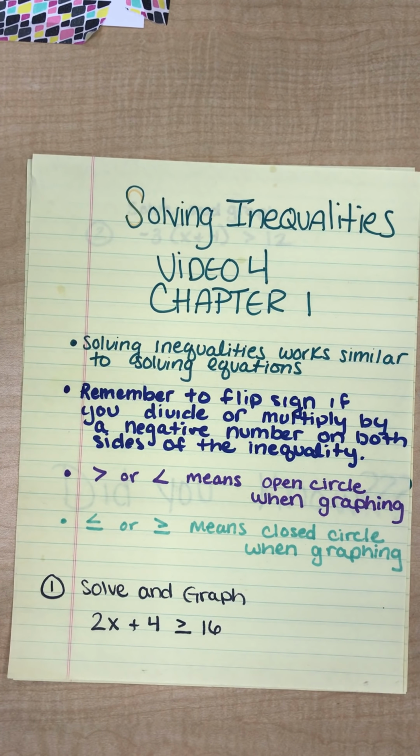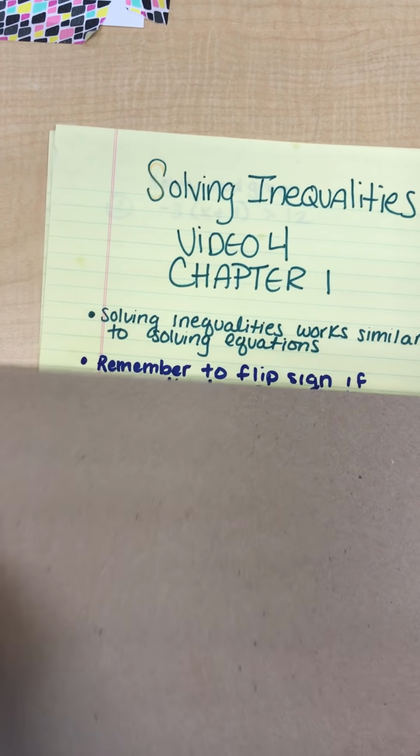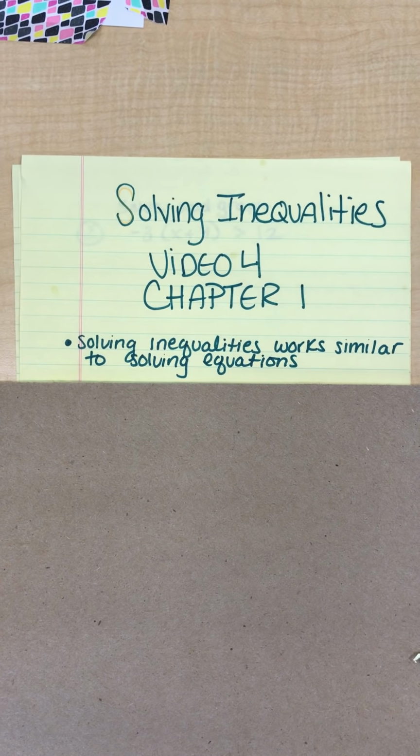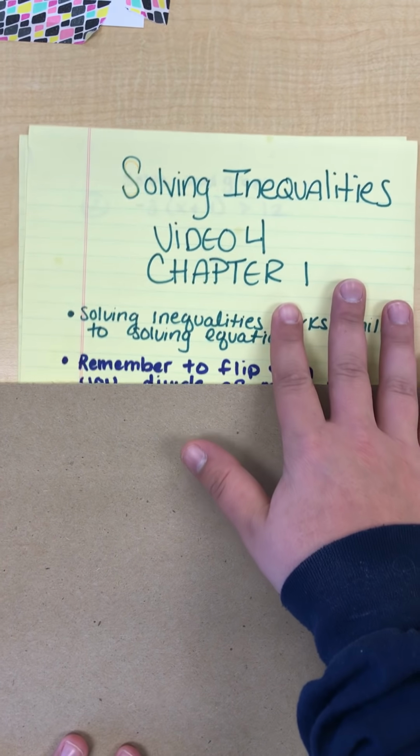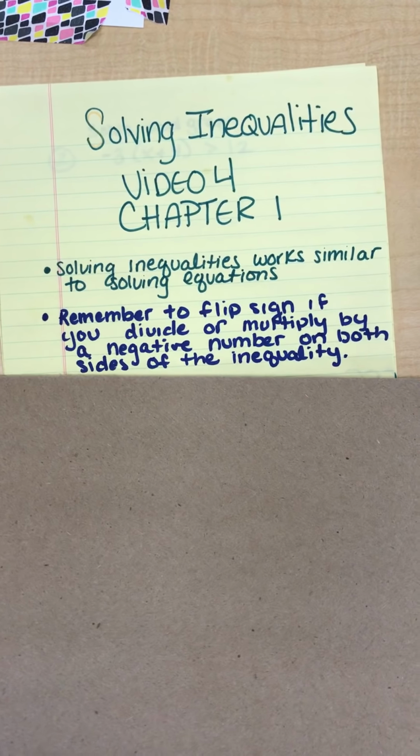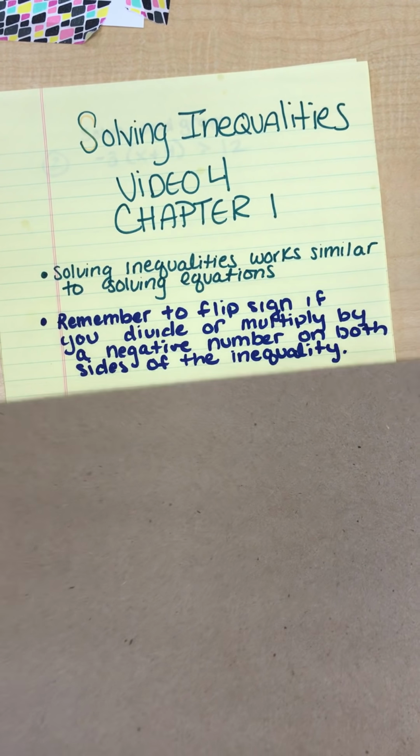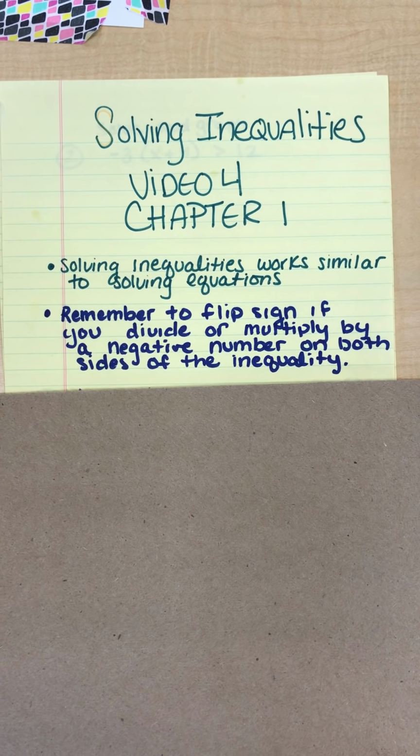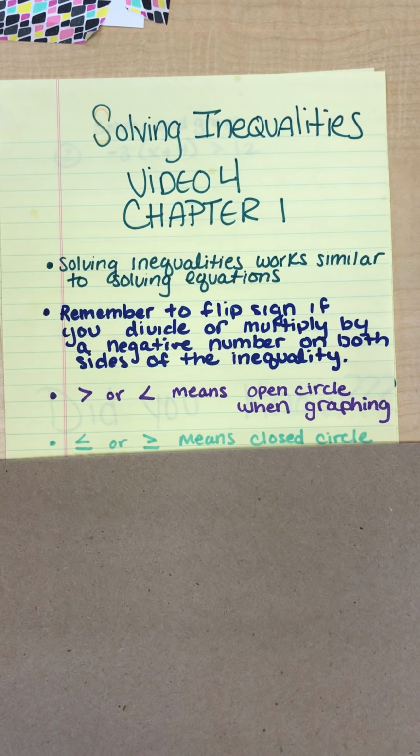First of all, we want to make sure that we understand that solving inequalities is not going to work a whole lot differently than when we just solve our regular equations. So we're going to still add and subtract to both sides, those kind of things. The main thing here is that we want to remember to flip our sign, or our inequality symbol, if we divide or multiply by a negative number on both sides of the inequality. So we want to make sure that we're getting rid of that negative, but when we do that, we have to flip our sign.